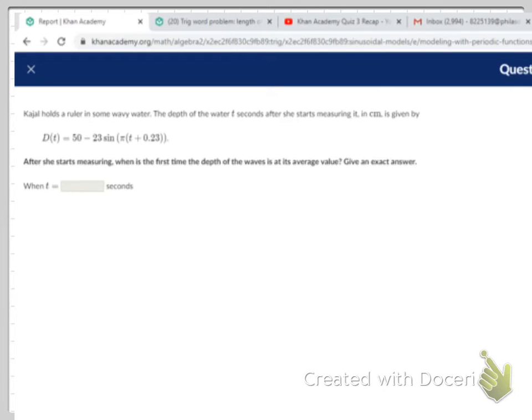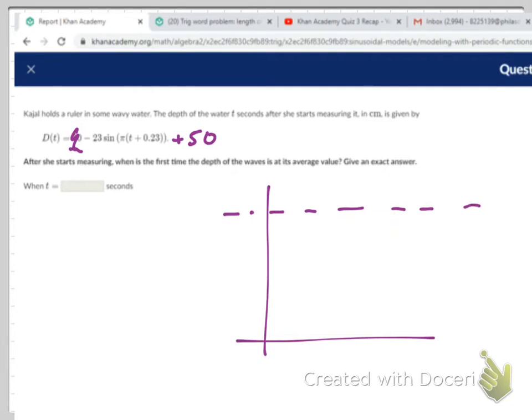So I want to now talk about this next problem that you posed and told me you're having questions about. This problem had a similar structure. Again, Kajal is holding a ruler in some wavy water. The depth of the water after she starts measuring is given by this sine function. This one has been shifted up 50 units. Maybe I would preferably write it like this, but the midline is at 50. If I just draw a rough sketch, the midline is up here at 50.